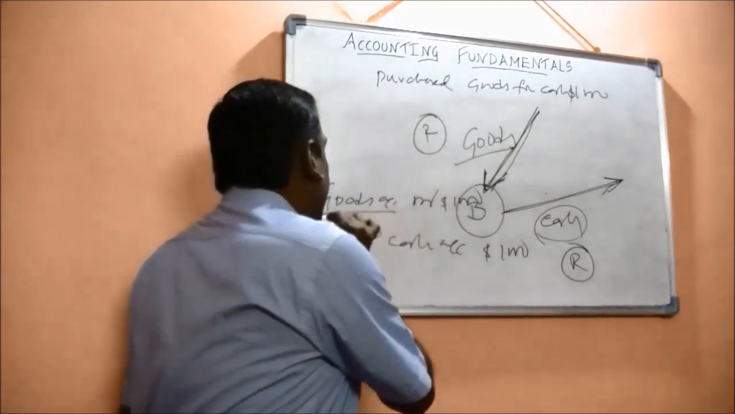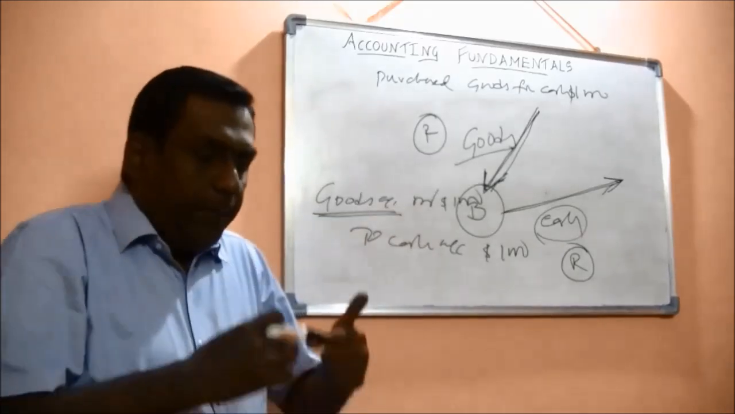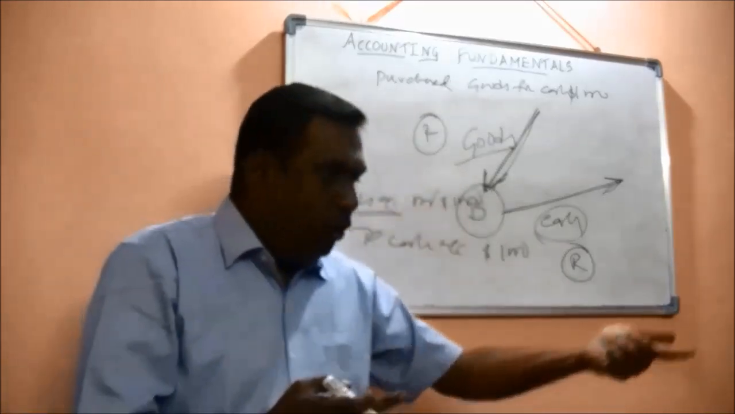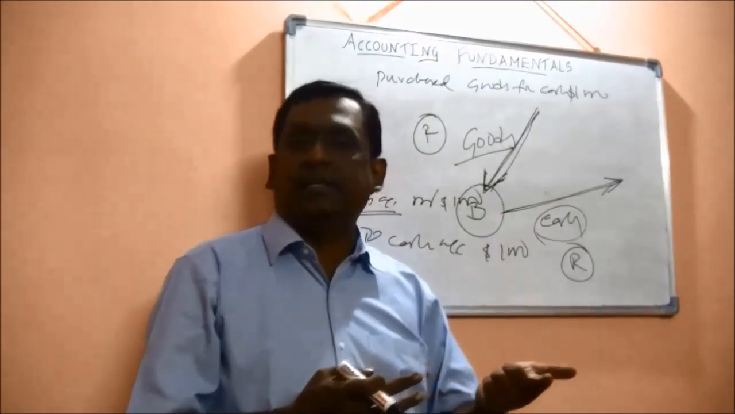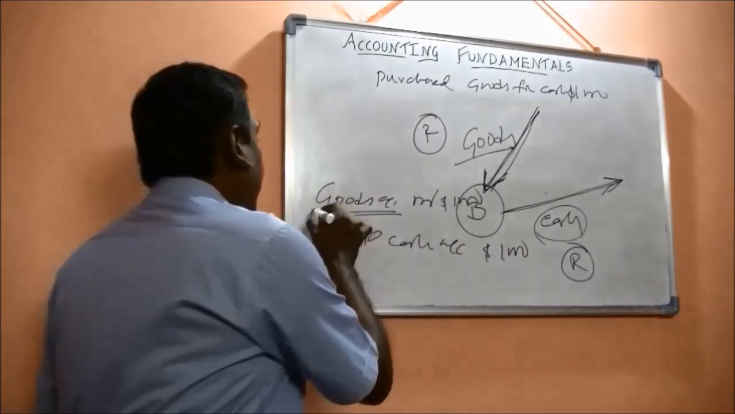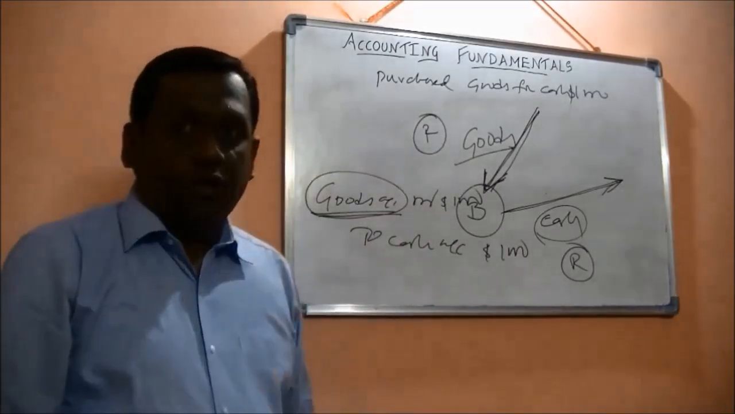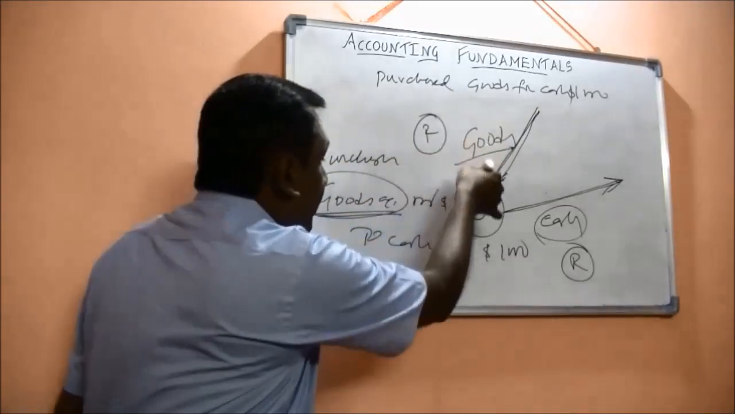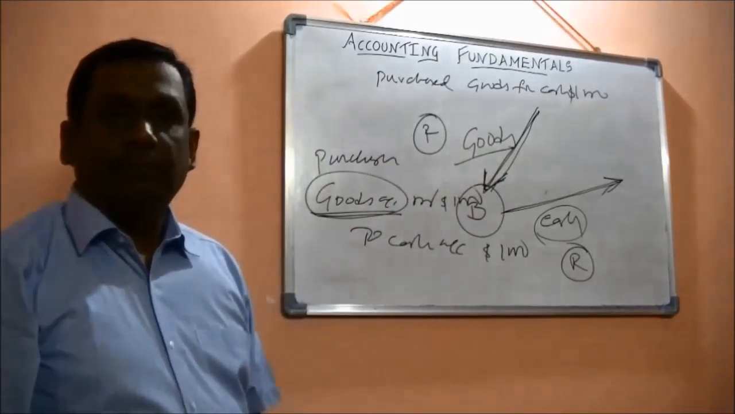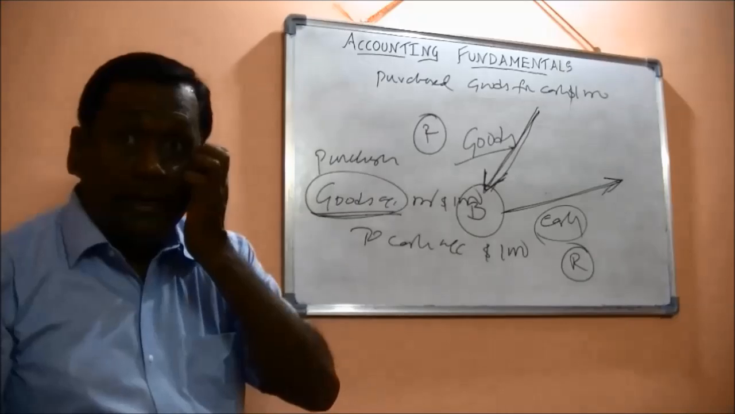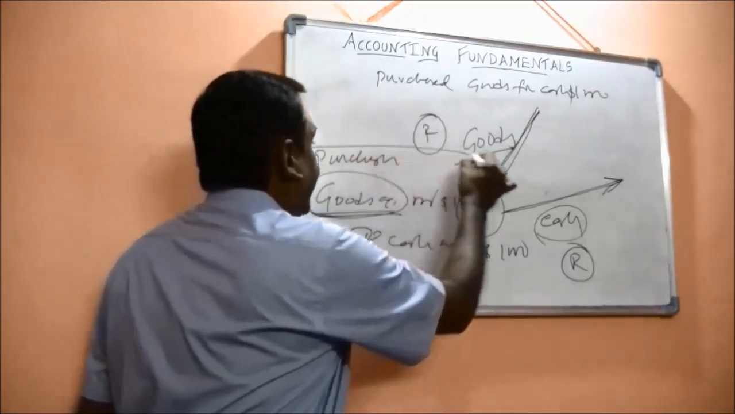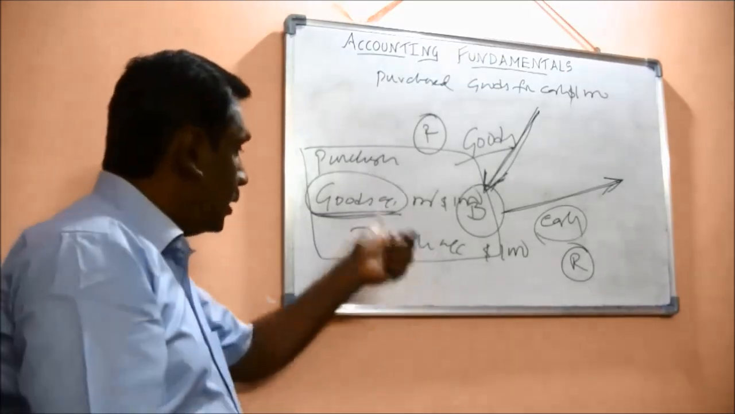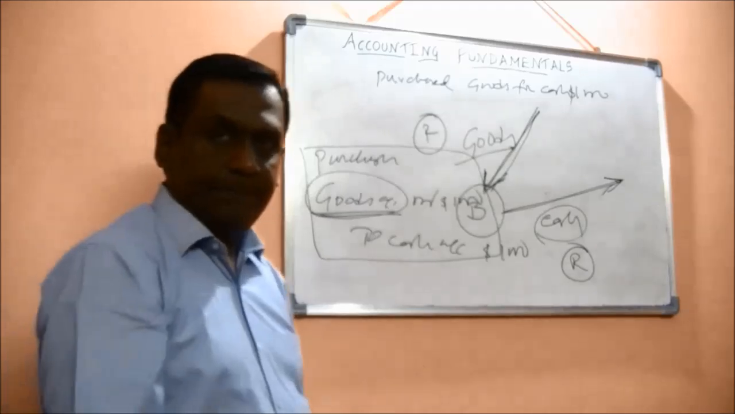But we will not debit goods. If you keep writing goods, goods, goods, you will never come to know whether these goods are being purchased or sold or returned. It is difficult to understand. Hence, instead of goods, we debit purchases because we purchased the goods. So the final entry will be purchases account debit and cash account credit. This is the journal entry. Clear?